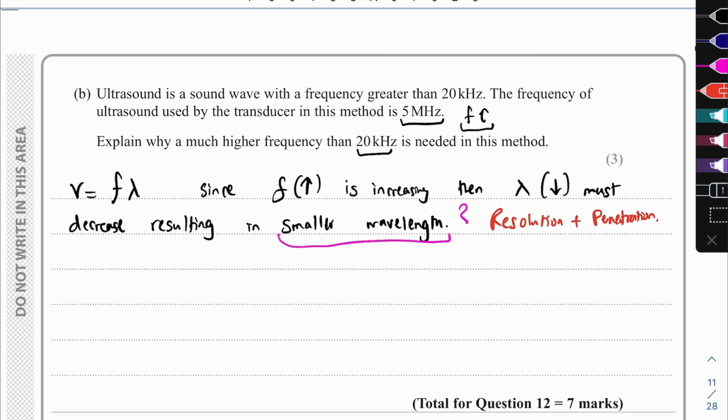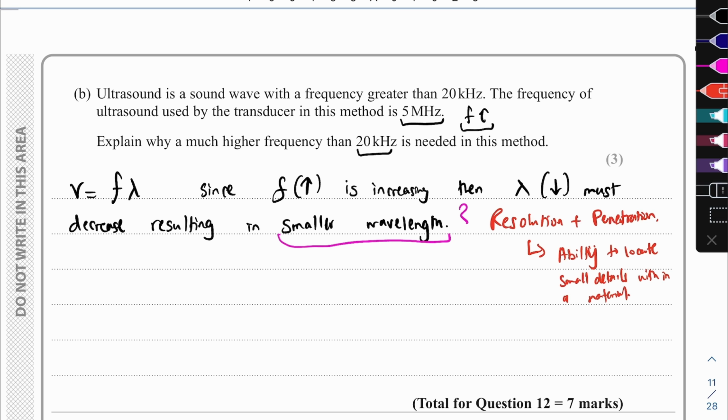Now, what does this mean? So, for resolution, this is when we have smaller wavelength. Smaller wavelengths allow for higher resolution imagery. It increases the ability to locate small details within a material. So the resolution, we can say this is the ability to locate small details within a material.